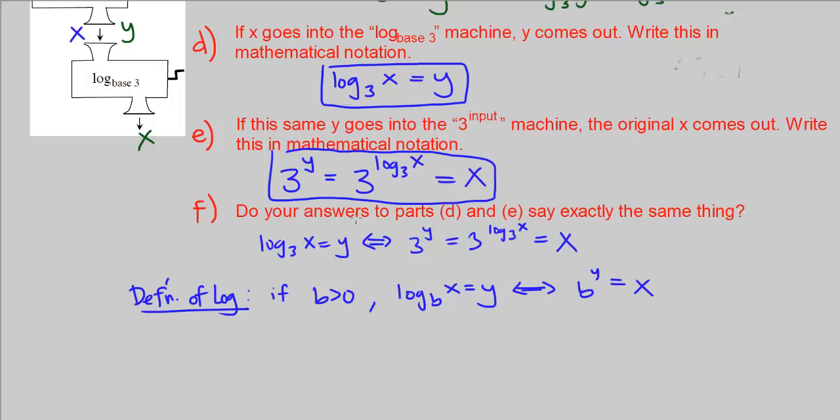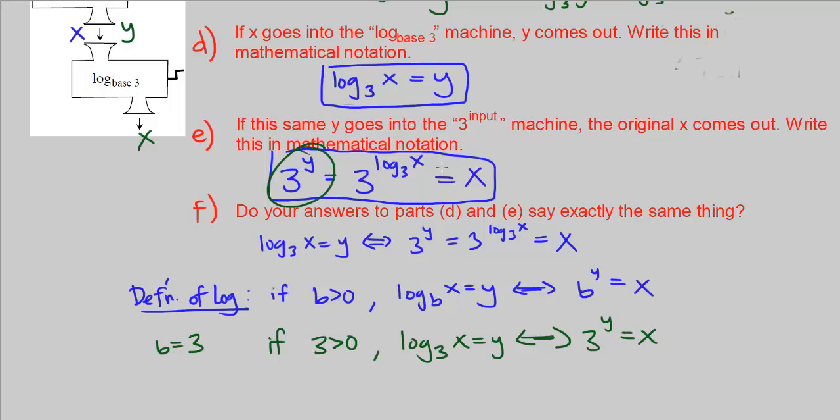Well, are these the same? Instead of b, what's our base? 3. So let's go ahead and say that. If 3 is greater than 0, so we have b is equal to 3. That's true. 3 is greater than 0. Log base 3 of x equals y. Well, what's the equivalent of this? The equivalent is 3 to the power of y is equal to x.